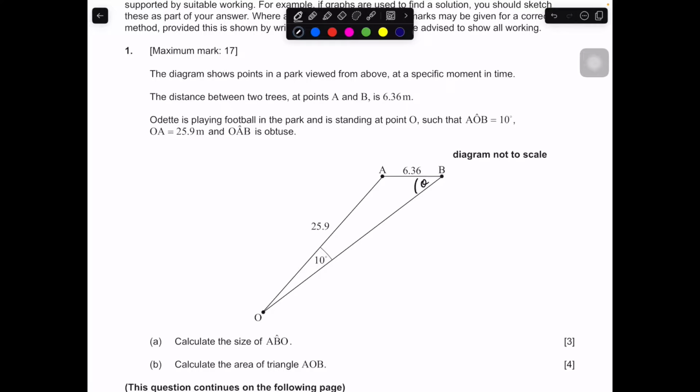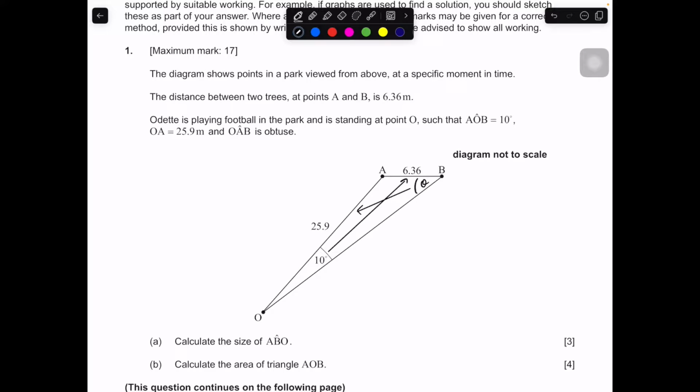To use the sine rule, we are looking for two pairs: an angle and its opposite side length, and another pair where we have an angle and its opposite side length. Here we know we have one angle and its opposite side length, and the angle we're looking for is also opposite to a side length that we know. So we know 3 out of the 4 unknowns, so we should be able to apply the sine rule here.